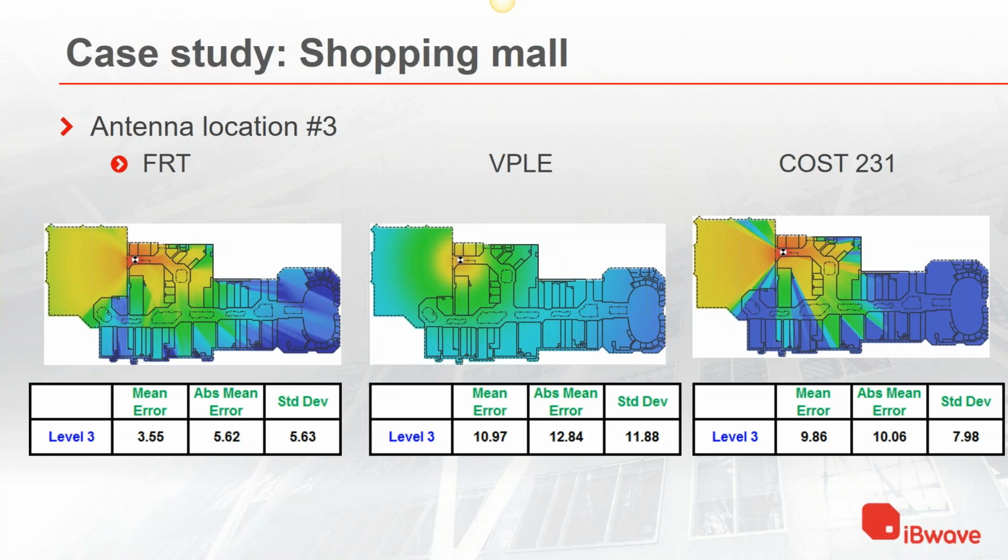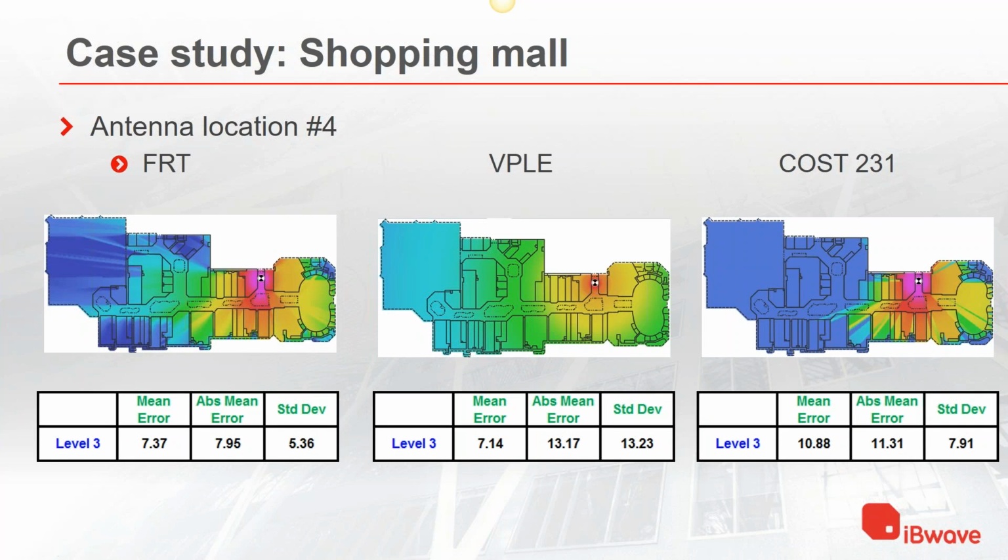Again, VPLE is falling apart. Again, FRT is better than COST 231 by a bunch of dBs, and this is going to continue with antenna number 4. Even though I have to say that here for the first time we see FRT having a fairly large absolute mean error, almost 8 dB, and standard deviation is still okay, but what it means is that mean error and absolute mean error are in sync, which means that I'm consistently having the error on one side of the equation.